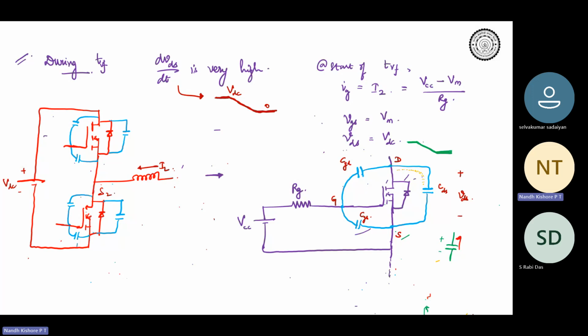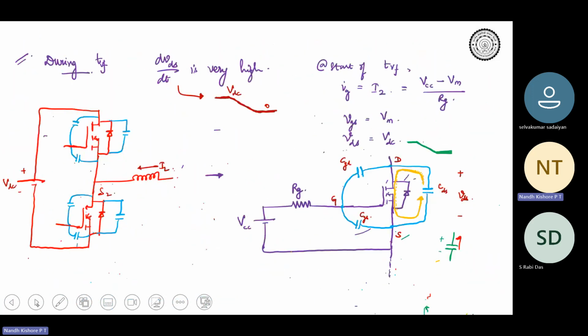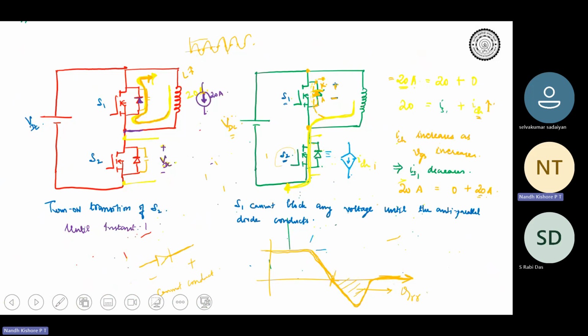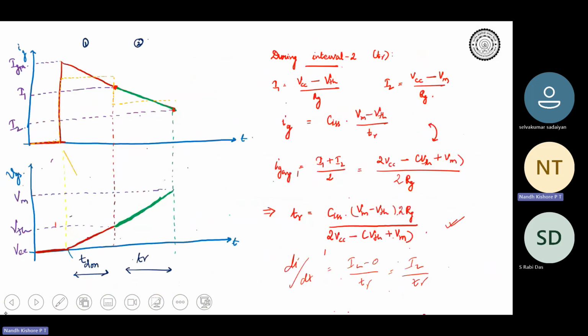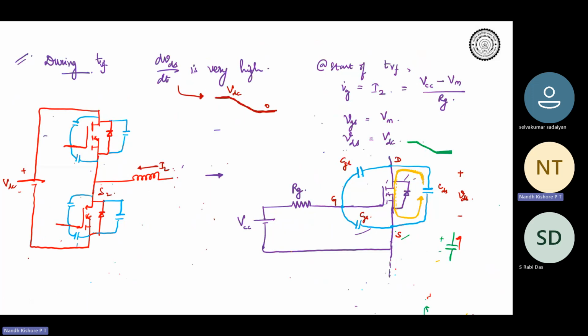It comes over here, and the easiest path is through the channel because the channel is now turned on, right? So it will flow like this and come back. This is something we saw earlier also. It flows through the channel. Here also we have seen it flows from COSS2 through the channel, correct? So CDS discharges through the channel itself.